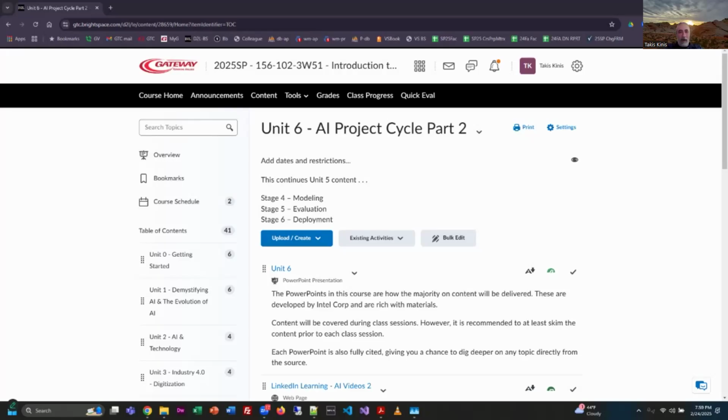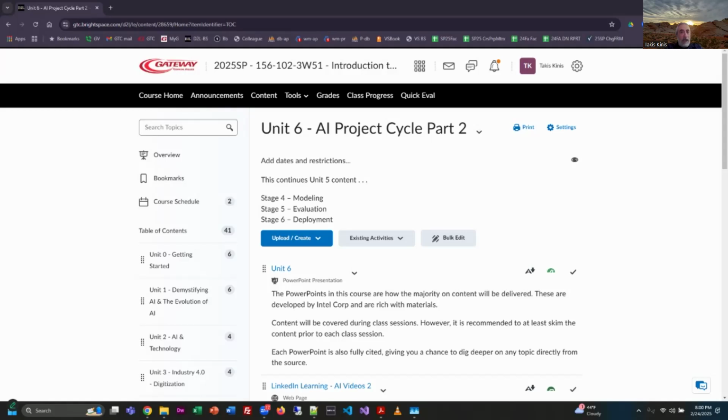Welcome, everybody. We're going to be working on Unit 6 this evening, and we're picking up where we left off from last week. If you remember, in Unit 5, we talked about the AI project cycle, and we called that Part 1. In that unit, the project life cycle was broken down into 6 steps, and we covered the first 3 of them during our class last week.